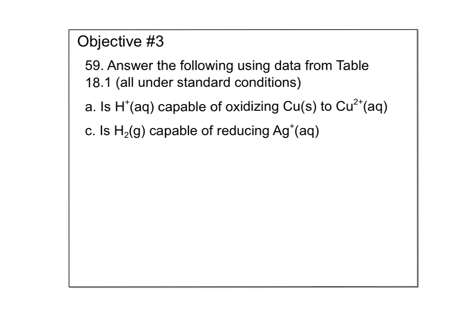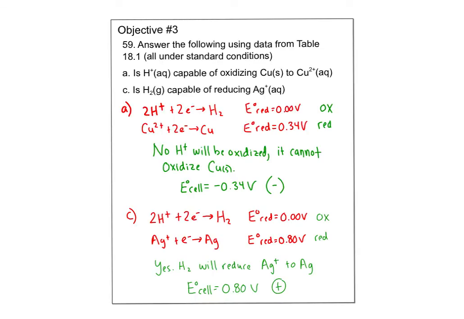All right, so for letter A, is H+ capable of oxidizing Cu solid to Cu2+? So here's my half reaction written as a reduction. Here's my half reaction written as a reduction. I found my reduction potentials. So that means because the copper reaction is 0.34, this is my reduction, okay? And so that means this top reaction will be the oxidation.